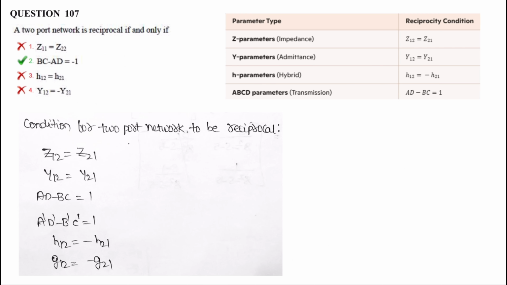Next question. A two-port network is reciprocal if and only if the condition for a two-port network to be reciprocal is: Z12 = Z21, Y12 = Y21, AD minus BC = 1, A'D' minus B'C' = 1, H12 = minus H21, G12 = minus G21. In the given options, correct answer is AD minus BC = 1, that is BC minus AD = minus 1.